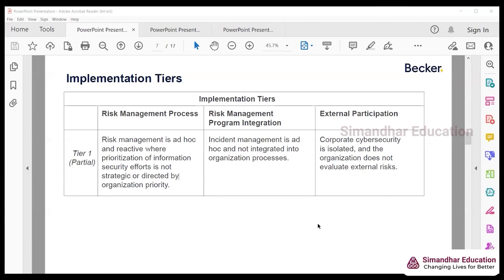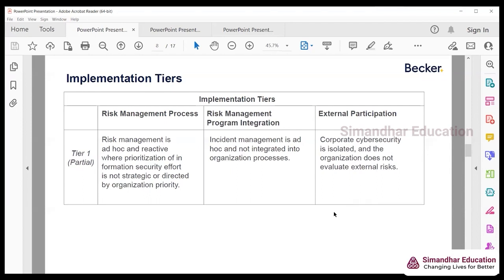So basically, this is the lowest tier. You will see that everything is at the low level only, ad hoc, and corporate cybersecurity is isolated, right? It is not integrated, so that means it is isolated. The organization does not evaluate external risks. Okay, so this is fine, very much conceptual and very much logical also, that since it is the lowest level, the responsibility will be at the low level, right?